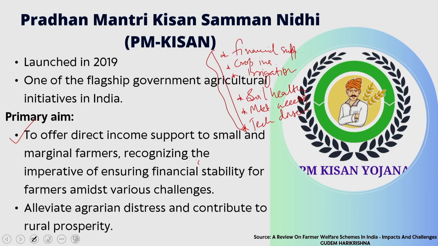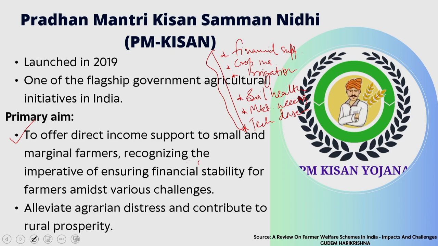If you look into the Pradhan Mantri Kisan Samman Nidhi Yojana specifically, what we see is that though it has a certain indication towards financial support, the attempt is to alleviate agrarian distress and contribute to rural prosperity. When you look into the PM Kisan scheme, the eligible farmers receive rupees 6,000 per year, disbursed in 3 equal installments of rupees 2,000 each. It goes directly into the bank account, and that's the beauty of the scheme.